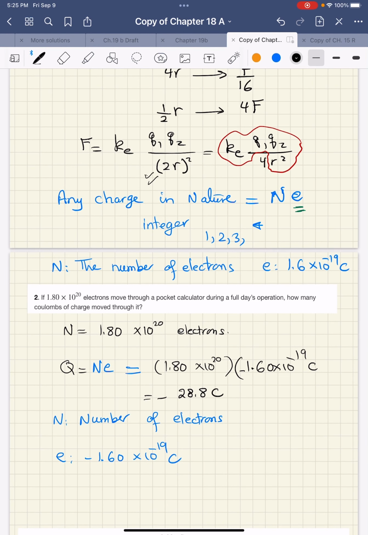Now, this is just an application of the last point. If 1.80 times 10 to the 20 electrons move through a pocket calculator during a full day's operation, how many coulombs of charge moved through it? Okay, then N is 1.80 times 10 to the 20 electrons, and Q is N times e, which is 1.80 times 10 to the 20 times negative 1.6 times 10 to the negative 19 coulomb, and therefore it is going to be negative 28.8 coulombs.